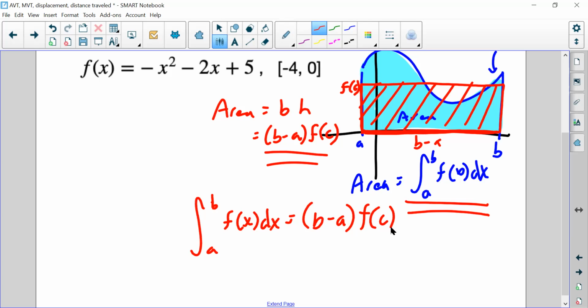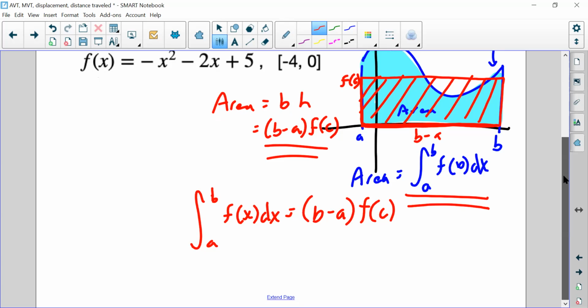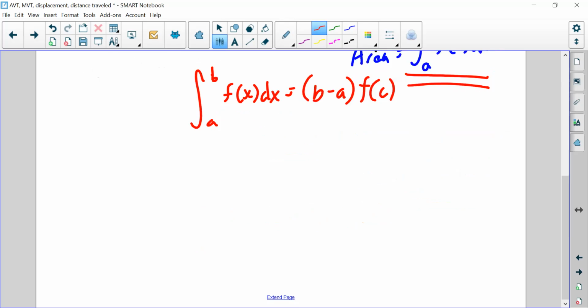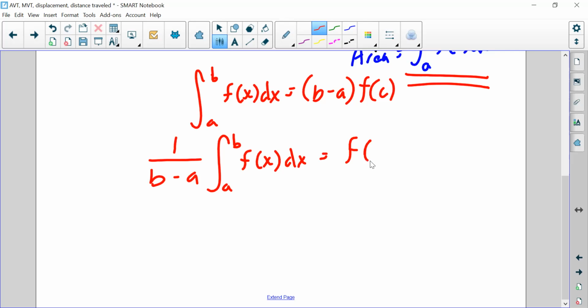Now, this is a perfectly legit formula, but we usually don't see it written like this, because usually they're asking for that y value. So we're going to solve this equation for f of c. To get f of c, I just divide each side by b minus a. And so instead of writing it like this, you'll see it often written as the integral over b minus a. This is our mean value theorem for integrals formula, also called the average value theorem.